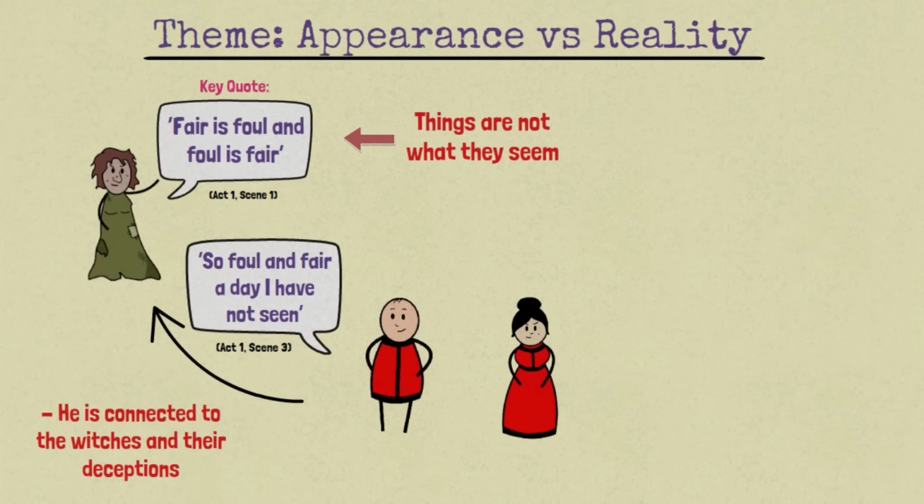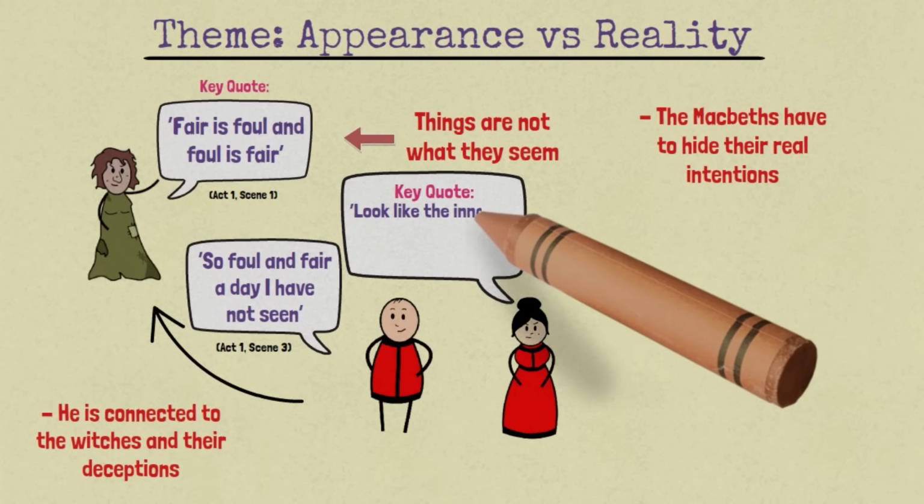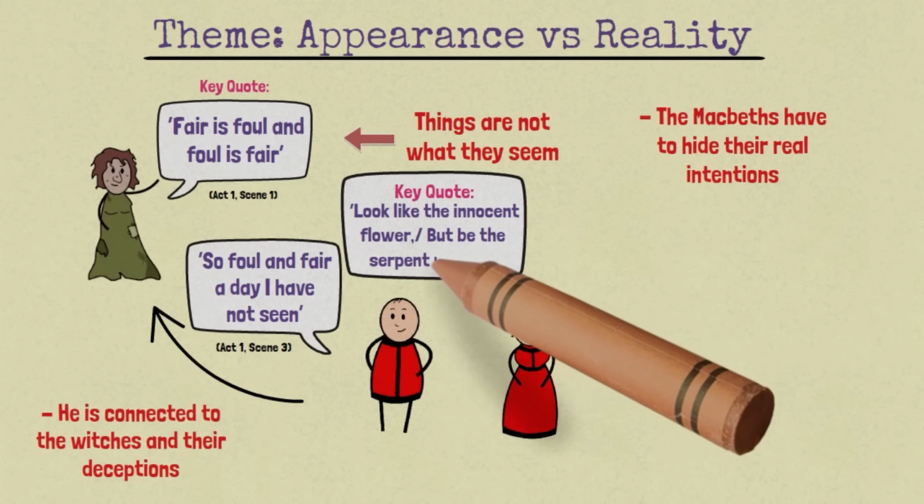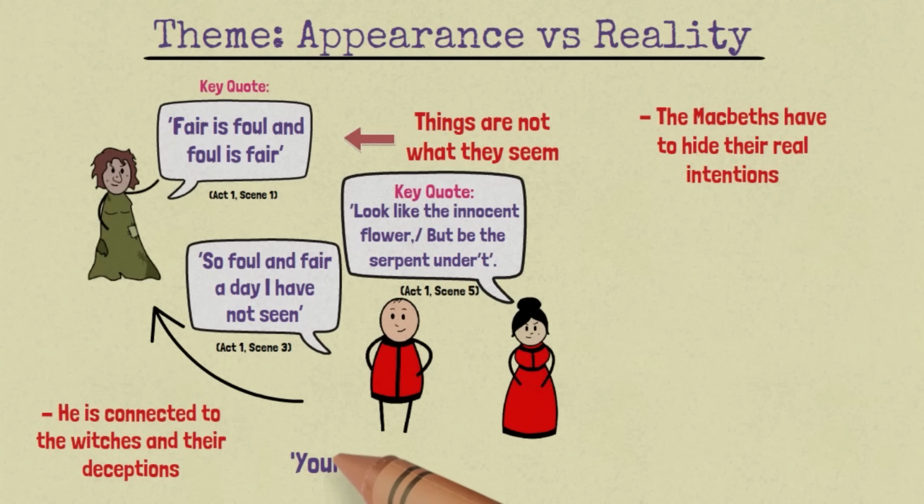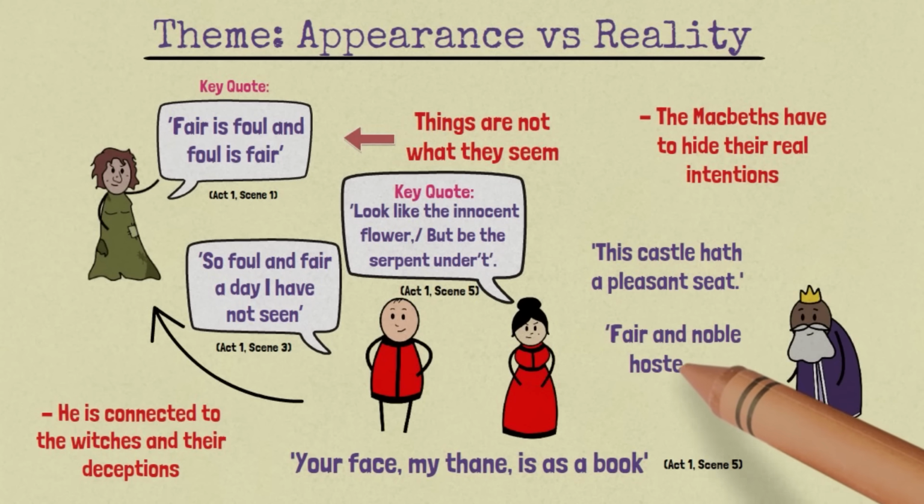Macbeth and his wife often have to put on a show around other people to hide their true thoughts and intentions. Lady Macbeth even says, "Look like the innocent flower, but be the serpent under it." This is new for Macbeth, who is a soldier and has a face like a book, but it works because the king does not see through their act, calling their castle a pleasant seat, and Lady Macbeth fair and noble hostess.